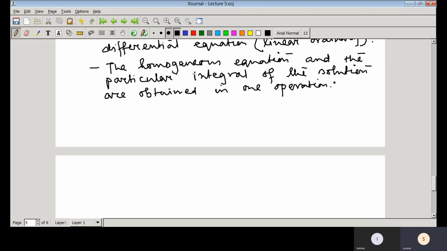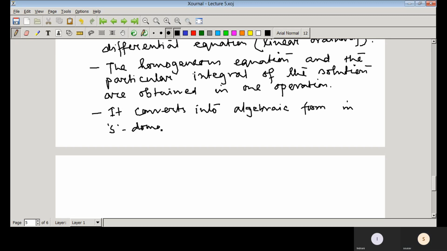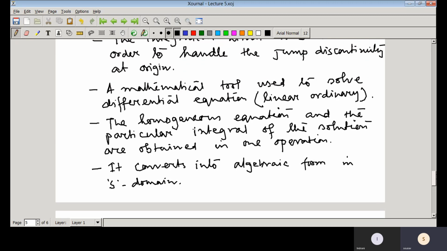And it converts the equation into algebraic form, as we have discussed. So then it is very helpful. Whenever an integral differential equation is converted into algebraic form, it is very easy to handle. And I have already pointed out that the initial conditions are automatically included via the transformation. So these are all important features of the Laplace transform.